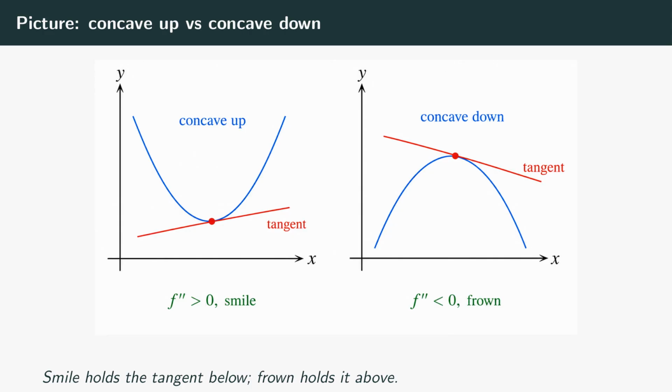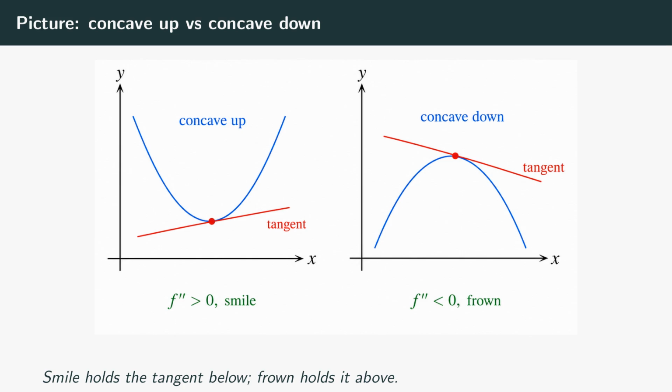Picture. On the left, a parabola opening upward. Concave up, f double prime positive. The red tangent line at the marked point sits visibly below the blue curve. The curve smiles, and the tangent lives underneath the smile. On the right, a parabola opening downward. Concave down, f double prime negative. The red tangent line at the marked point sits visibly above the blue curve. The curve frowns, and the tangent floats above the frown.